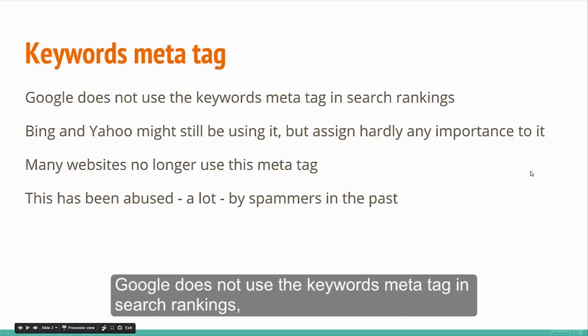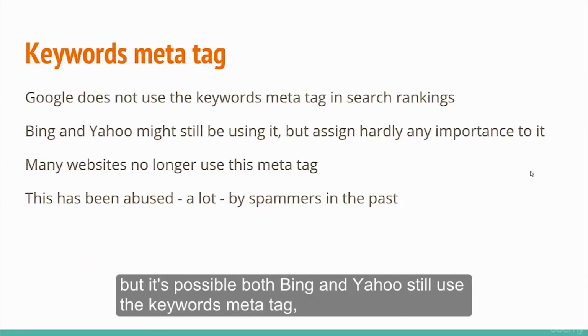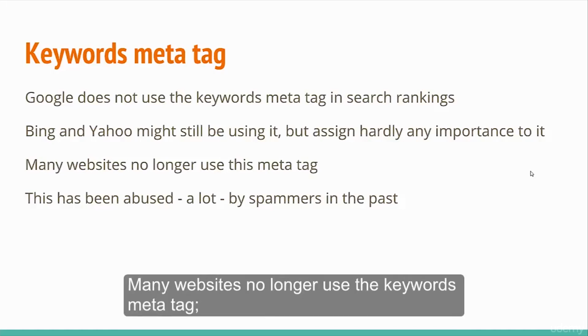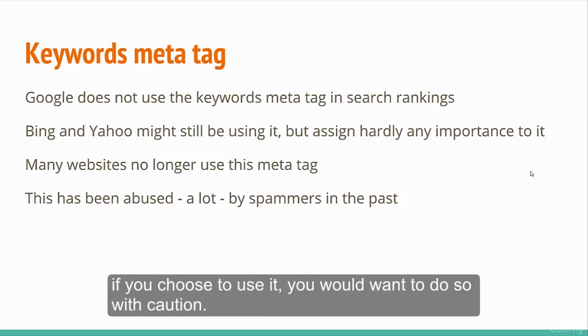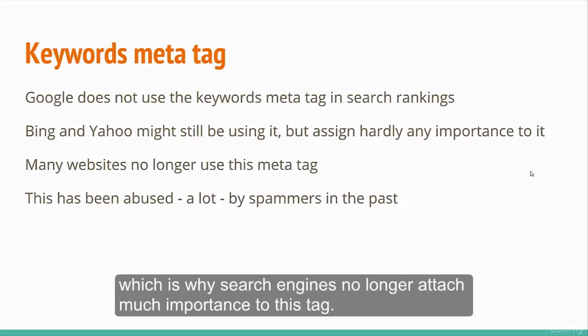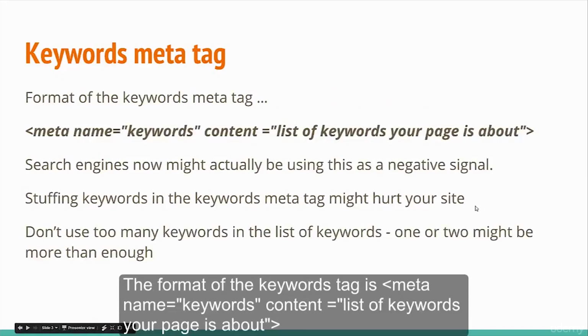Google does not use the keywords meta tag in search rankings, but it's possible both Bing and Yahoo still use the keywords meta tag, but assign very little importance to it. Many websites no longer use the keywords meta tag. If you choose to use it, you would want to do so with caution. This was a tag that has been abused a lot by spammers in the past, which is why search engines no longer attach much importance to this tag. This is the format of the keywords meta tag.